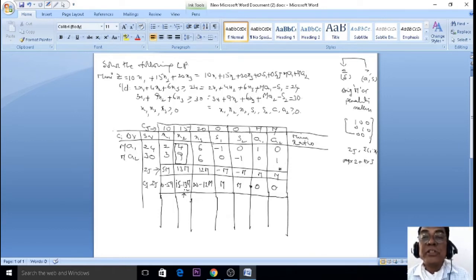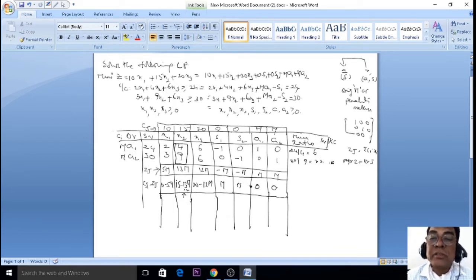Now come to the minimum ratio. What is the basis for the minimum ratio? SV by KC, where SV means solution value. 24 divided by 4 is equal to 6, and 30 divided by 9 is 3 point something. Out of these two, which is the minimum value? This is the minimum value, so select it as the key row.